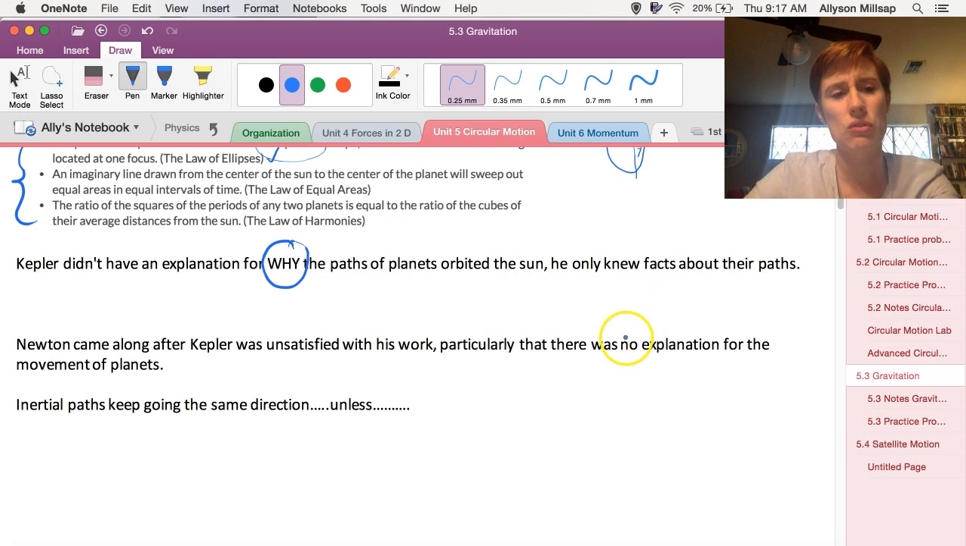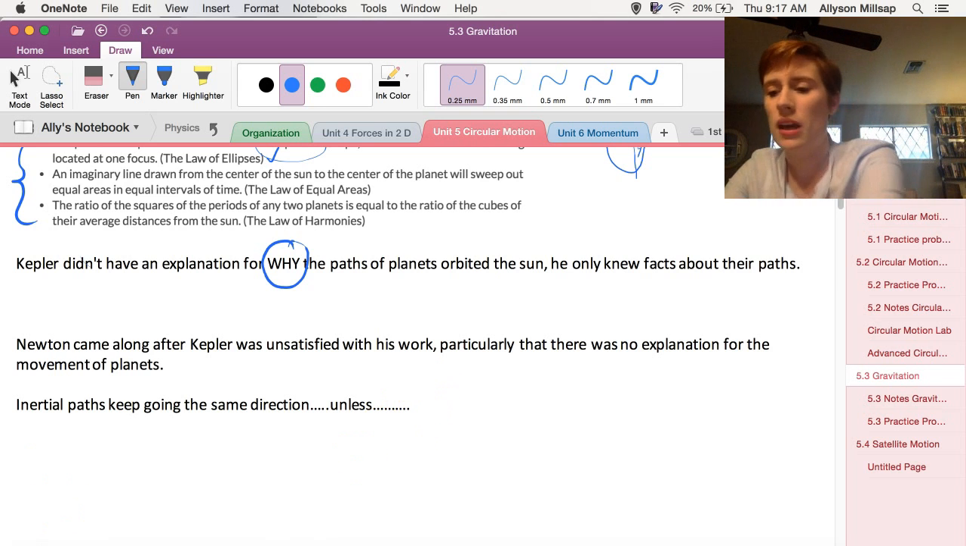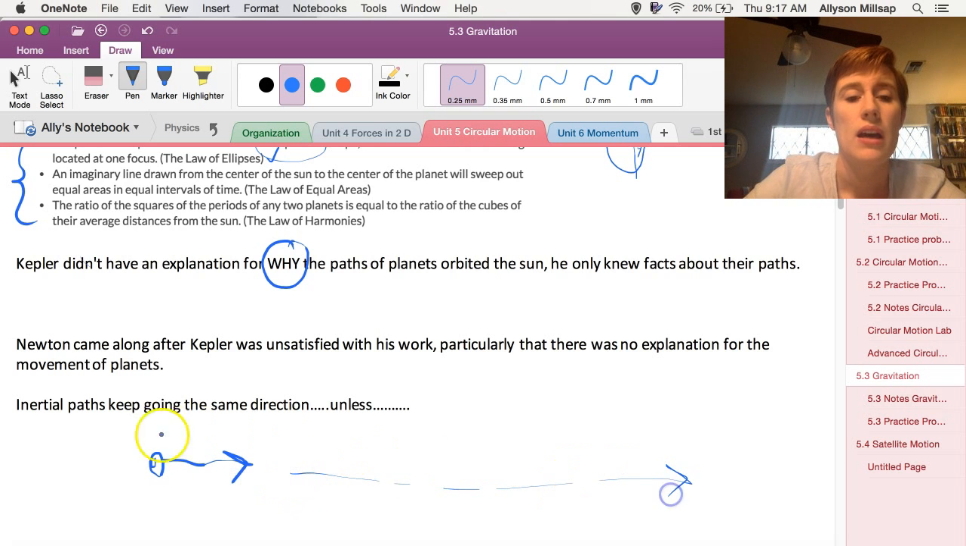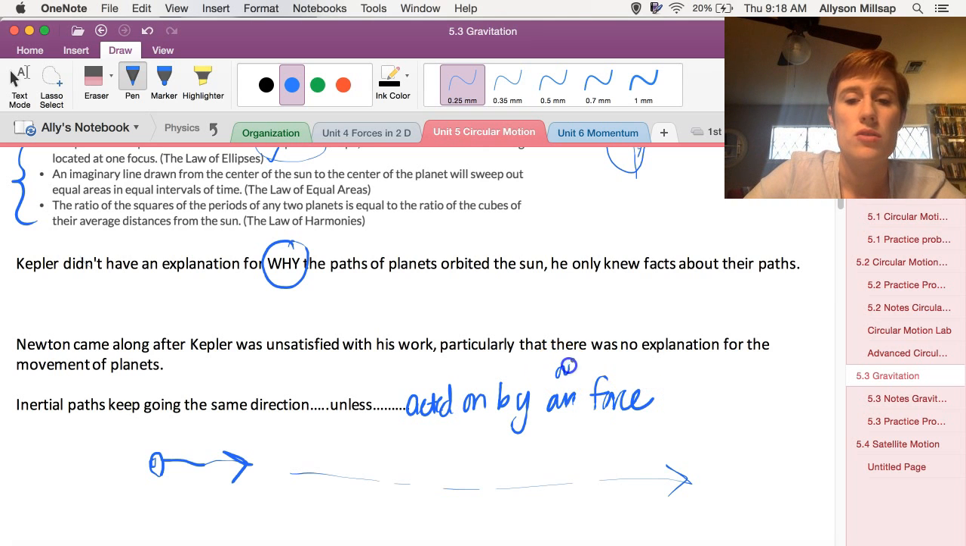Then Isaac Newton came along, and he was very unsatisfied with Kepler's work. Particularly, he wanted an explanation for why the planets moved. Newton came up with his three laws relating to physics and movement, and one of them was that an object in motion will stay in motion. It's going to continue moving at the same speed in the same direction unless it's acted on by an outside force.